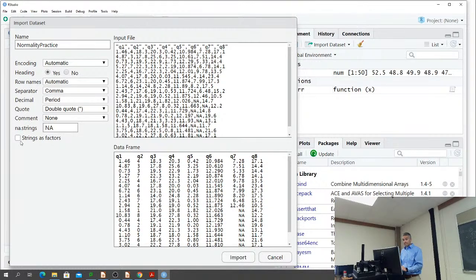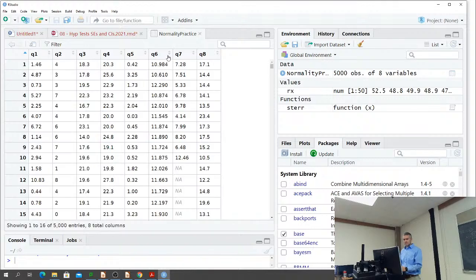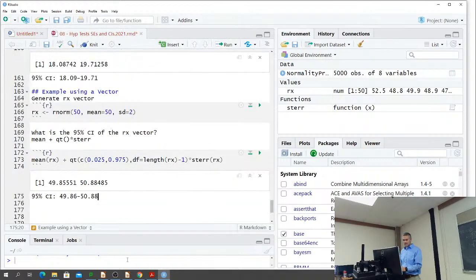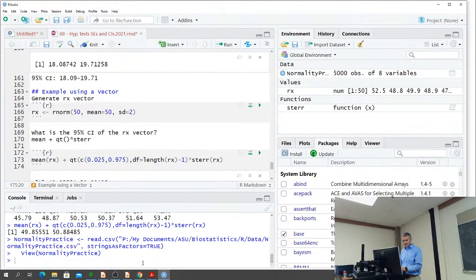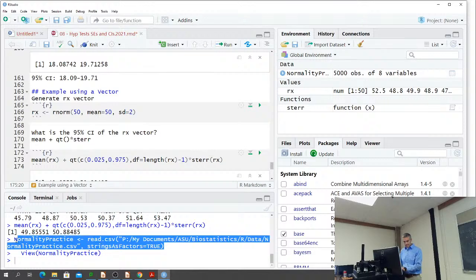All right. And we can do strings as factor. But I'm going to import that normality practice. We used that last week, and some this week on Monday, I think. We've got normality practice here. I am just going to go ahead and copy and paste this.